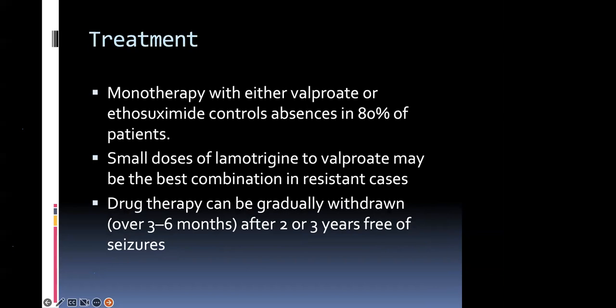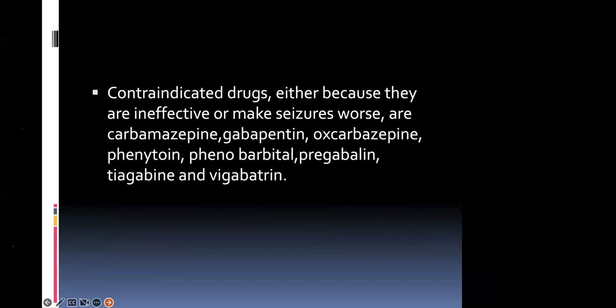Monotherapy with either valproate or ethosuximide controls absences in 80% of patients. Small doses of lamotrigine added to valproate may be the best combination in resistant cases. Drug therapy can be gradually withdrawn after 2 to 3 years of being free of seizures.